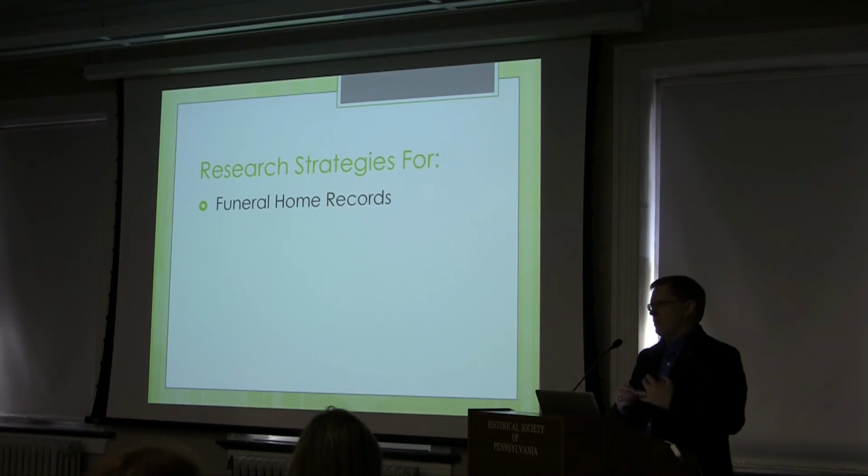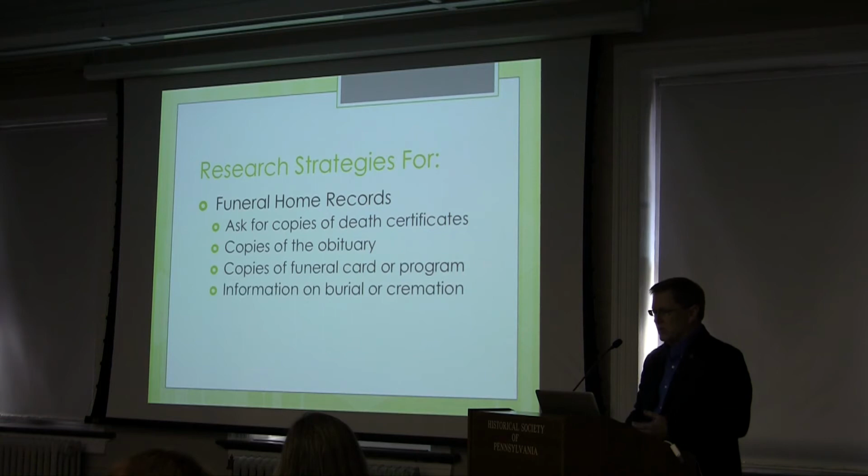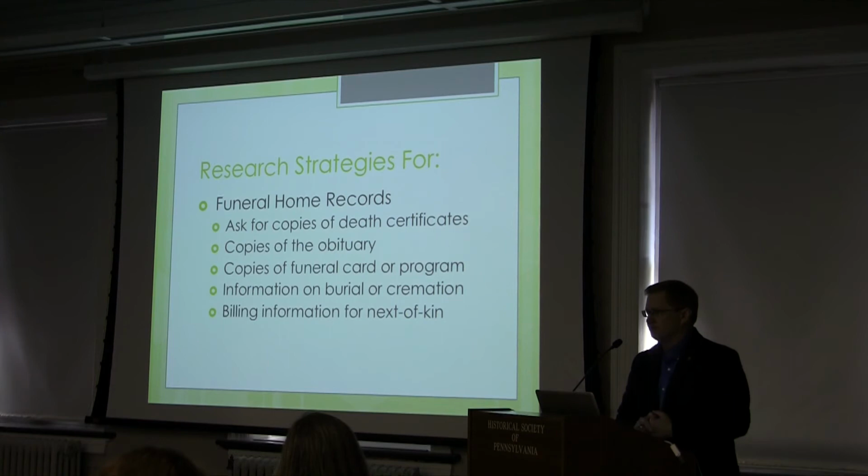If there's a burial certificate or a removal certificate, where we shipped the body somewhere to another location to be buried, those records are in that file. So, you want to ask for copies of the death certificates if they will give them to you. Copies of the obituary, copies of the funeral card or the program, all of those things, information on burial or cremation. In some instances, there isn't, for example, a tombstone. Why? Because they chose to cremate the person. Billing information for the next of kin.